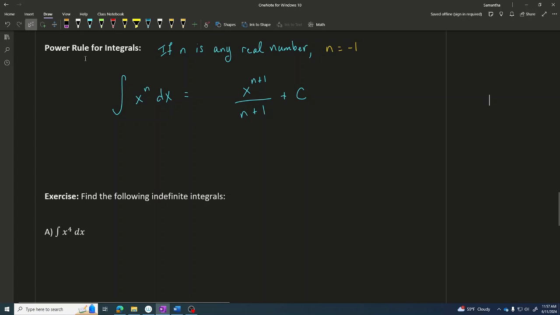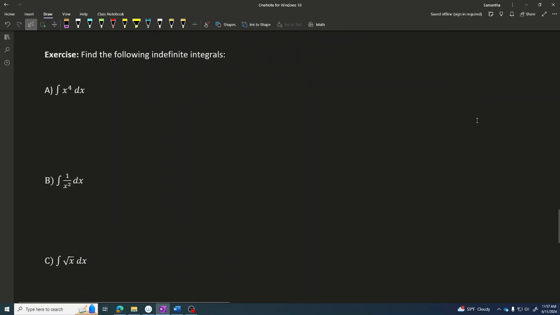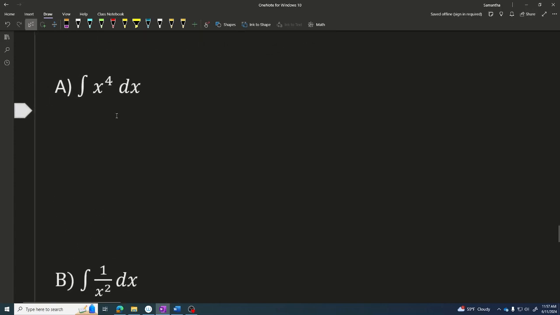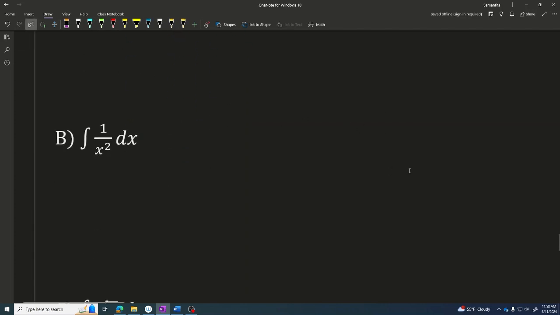So let's practice using that formula to calculate some indefinite integrals very, very quickly. So in this particular example, I'm asked to find the indefinite integral of x to the power 4. So this is a power function. I'll increase that power by 1 unit. I'll divide by that increased power, and then plus c because this is an indefinite integral. And we're done. That fast.